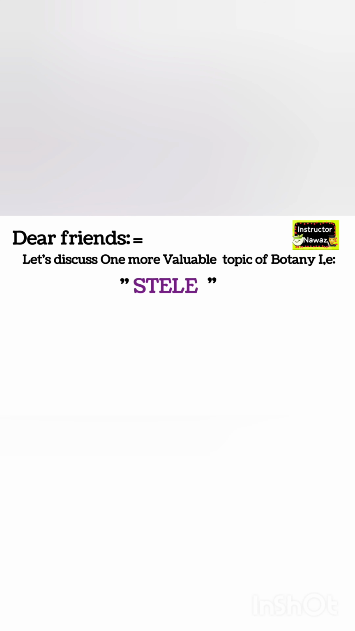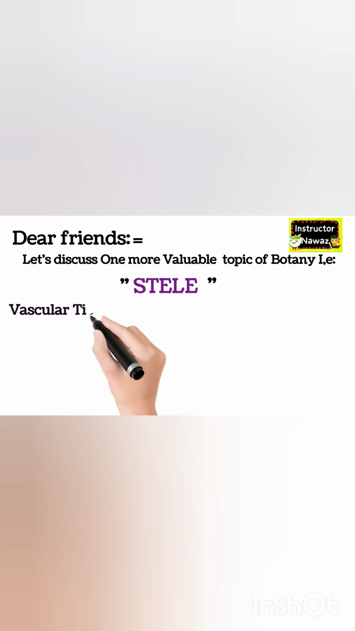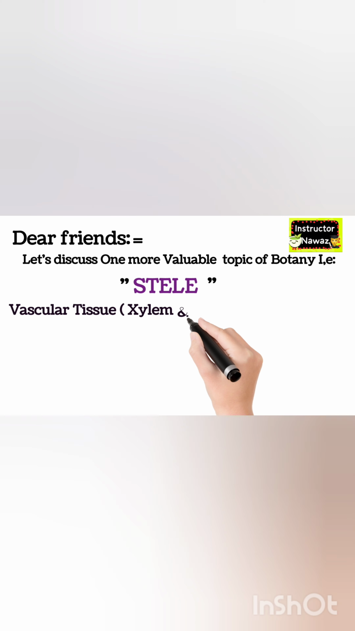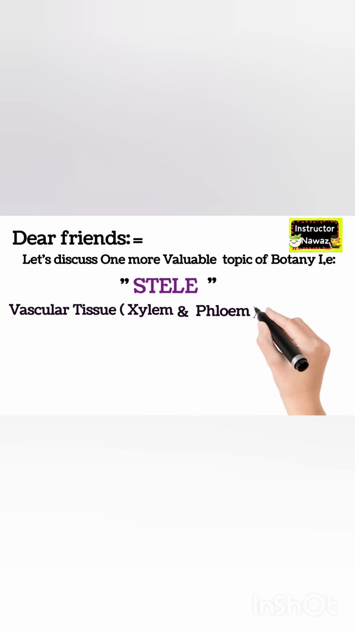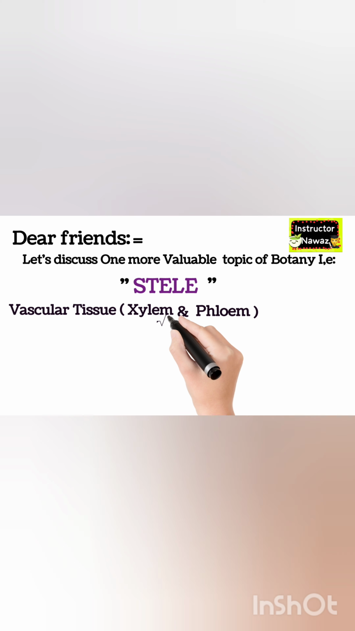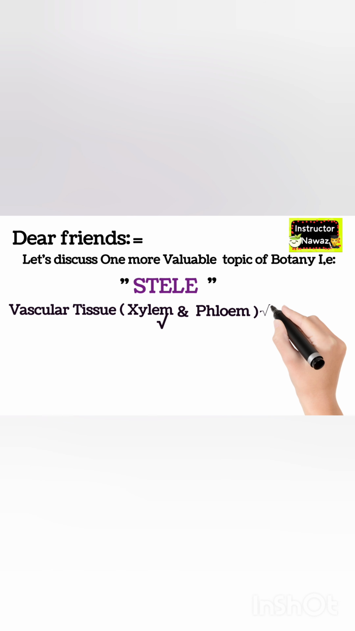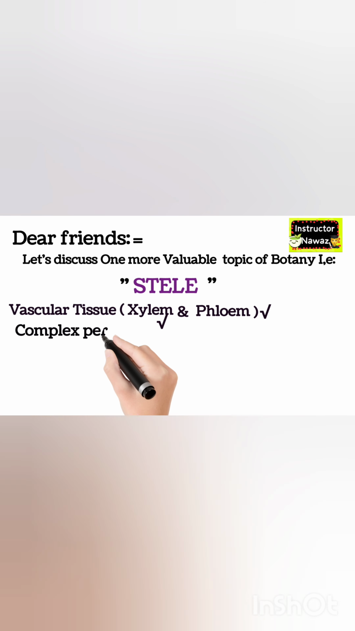As you already know, vascular tissue mainly contains xylem and phloem. Xylem helps in transport of sap, water plus minerals. Phloem helps in transport of food in the plant body. It is a type of complex permanent tissue in the plant body.